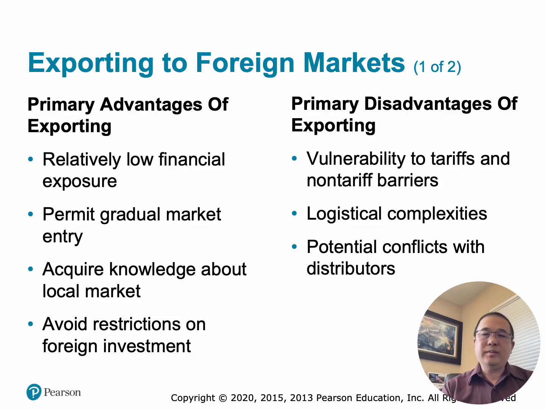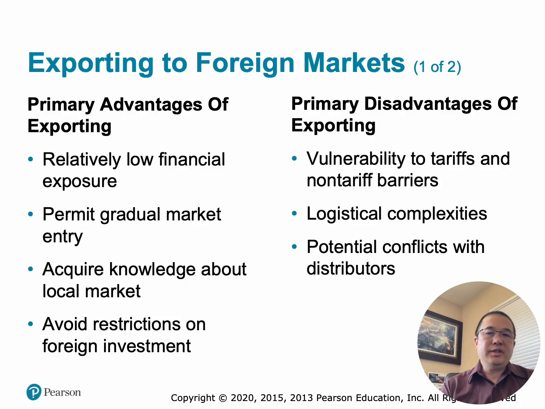Let's go through these. Number one, the vulnerability to tariffs and non-tariff barriers. Governments may make imported products more expensive or difficult to sell. Examples are tariffs, import taxes, non-tariff barriers, which include product standards, licensing requirements, import quotas, and customs procedures. The risk would be higher costs and lower competitiveness.